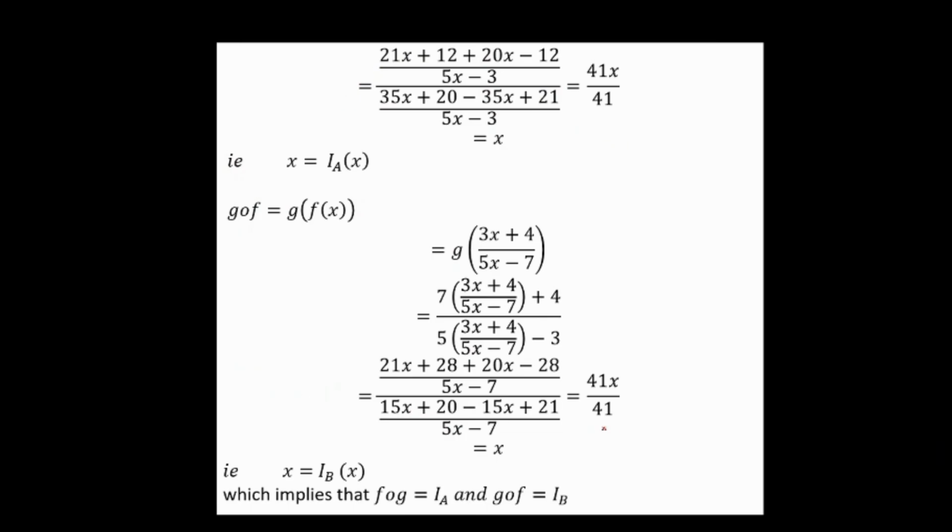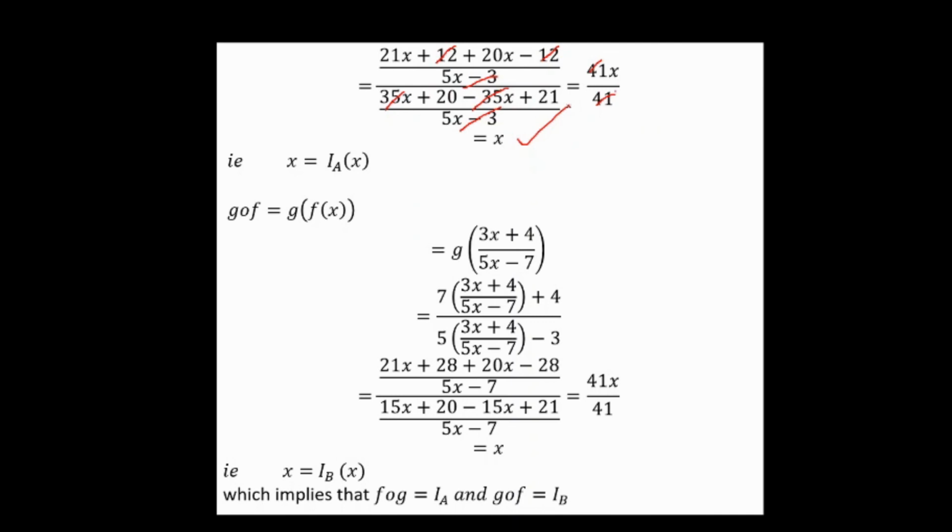Okay, so I guess this is clear. When you solve it, you get it. Here the denominator gets cancelled. Then what is remaining? 21x+12+20x-12 in the numerator. Here 12 and minus 12 get cancelled, and remaining is 41x. In the denominator, 35x minus 35x is gone, so you have 20 plus 21, that is 41. So 41 by 41 is 1. So what is remaining? x.